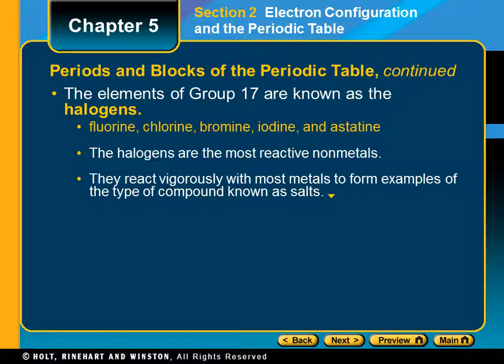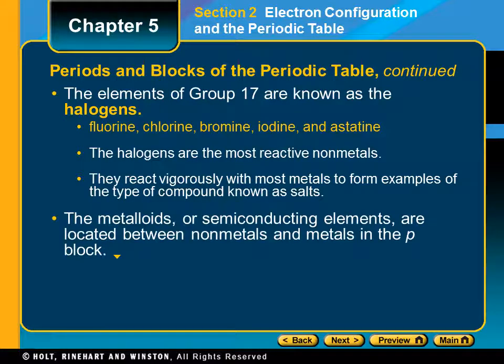They react vigorously with most metals to form examples of the type of compound known as salts. So these are where we can get a lot of our metallic salts. You know about chlorine because of sodium chloride, but there's other metallic salts, potassium chloride, okay, calcium chloride, but they don't only have to be with chlorine as well.